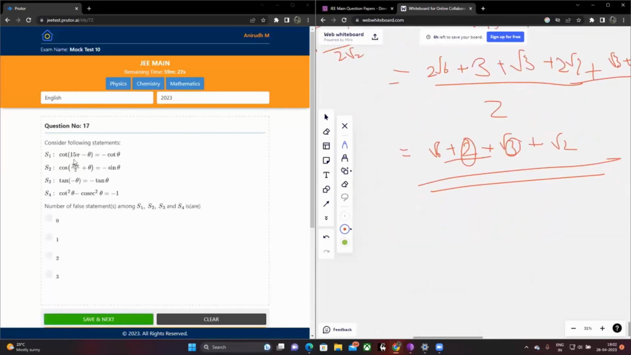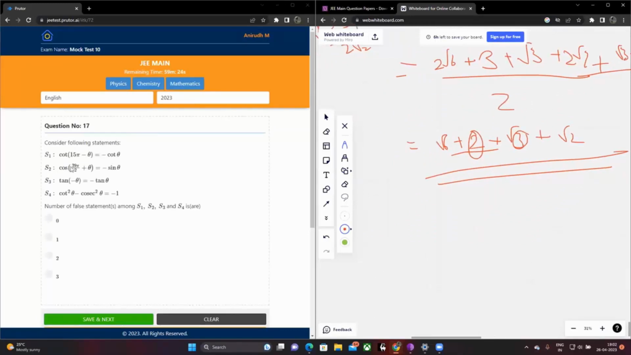The following statements: cot of 15 pi minus theta is minus cot theta, cos of 39 pi by 2 plus theta is minus sin theta, tan of minus theta is minus tan theta, and cot square minus cosecant square is minus 1. This is pretty easy, right? I'll tackle the last first because this is a very common identity: 1 plus cot square is cosecant square. So if you take it to the other side, cot square is cosecant square minus 1, and if you bring cosecant square here, cot square minus cosecant square is minus 1. So S4 is true, right?